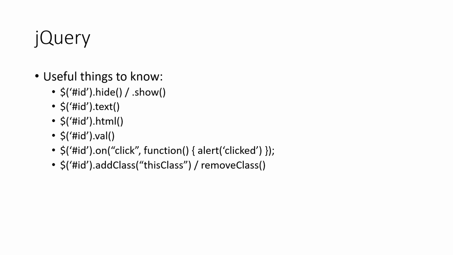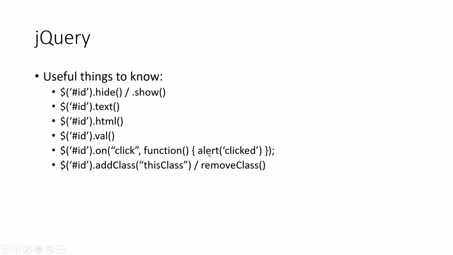And here's an example of a click event. So, for instance, for this element with the ID of ID, because of the pound sign, and then the ID of the element is ID. Whenever they click on it, according to this function, it will create an alert box for the user that says clicked.